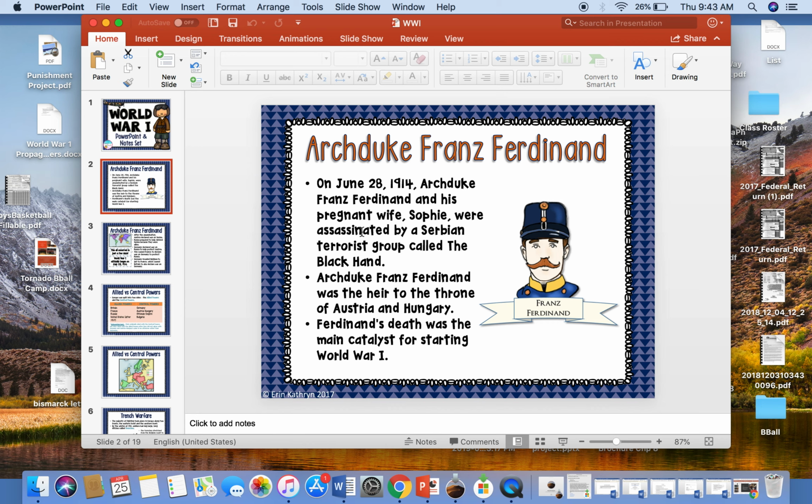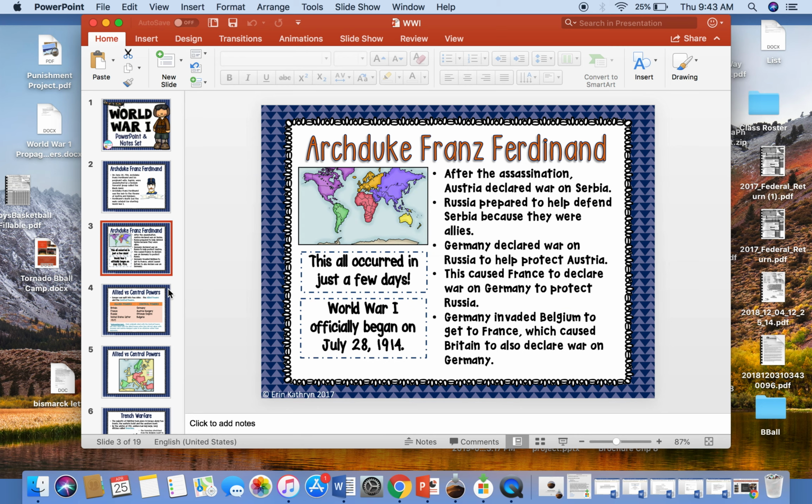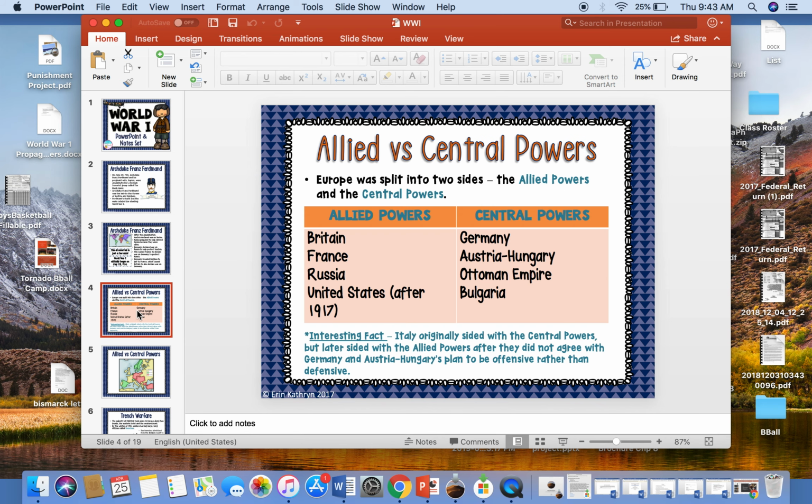The whole war started with the assassination of Franz Ferdinand and his wife. And it was the catalyst, as it says in the notes here, for starting the war. One of the reasonings behind it. And you can see after the assassination, it kind of led to it. If we go to here are your different powers, very, very similar to the powers in World War II. The Allies are very similar. The Central Powers are a little bit different because you have an empire called the Ottoman Empire. This breaks up after World War I, and then Bulgaria is in there too.